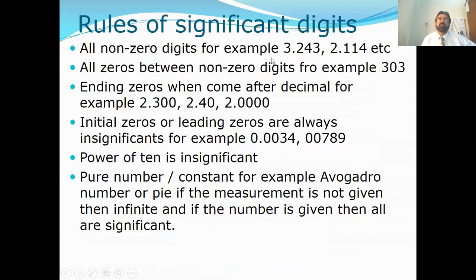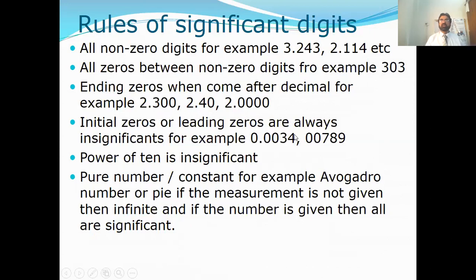All non-zero digits, for example, 3.243, 2.11, etc., are significant digits. All zeros between non-zero digits, for example, 303, this is a sandwich zero, so it is considered to be significant. Ending zeros when they come after a decimal, for example, 2.300, 2.40, 2.000, all these are considered to be significant.